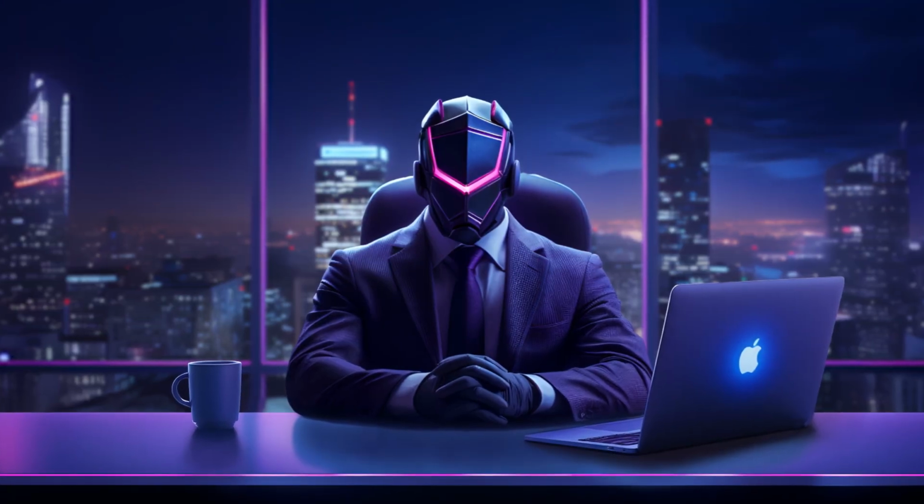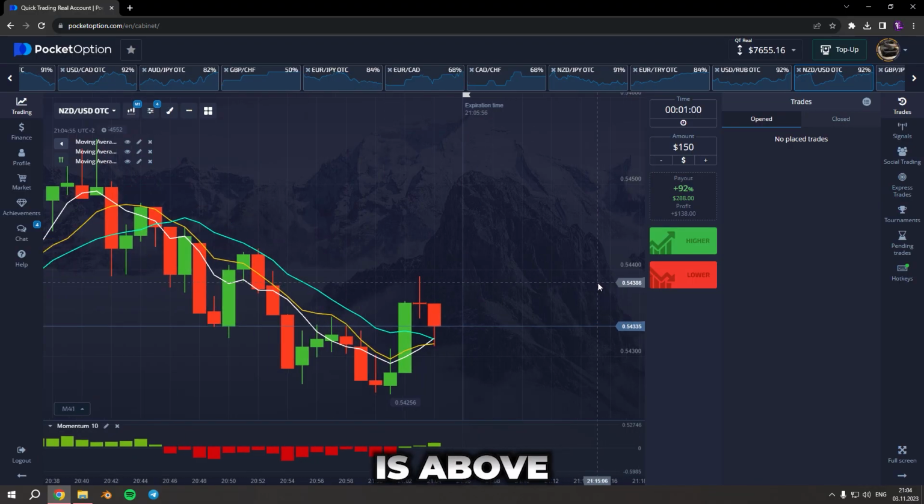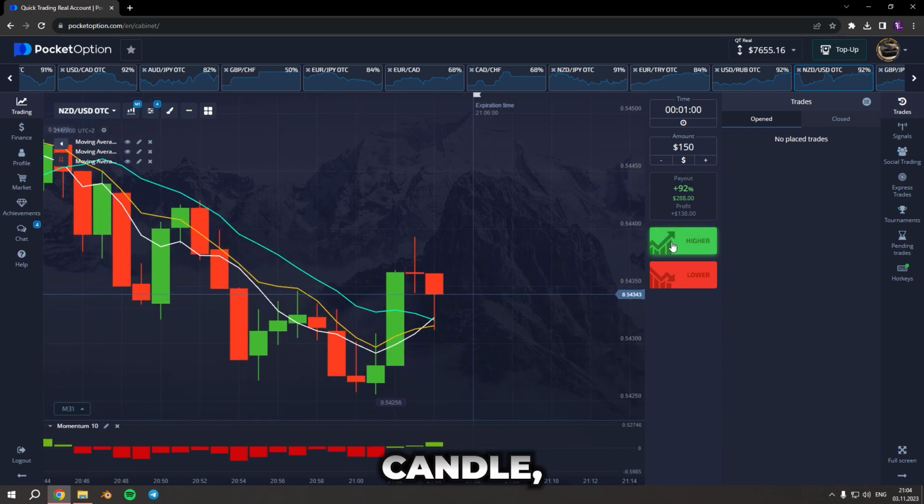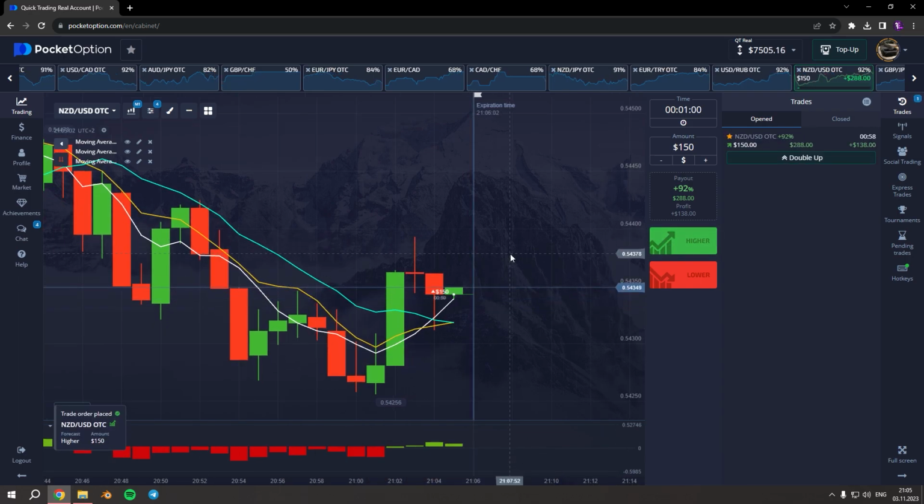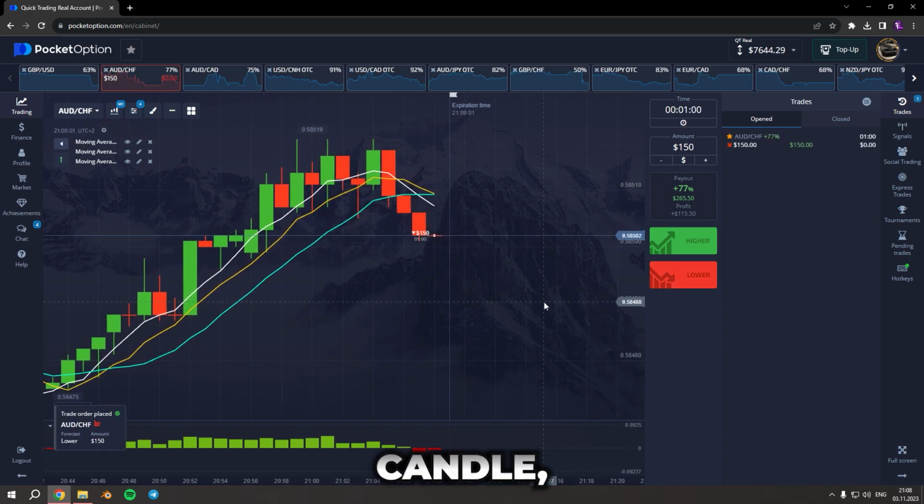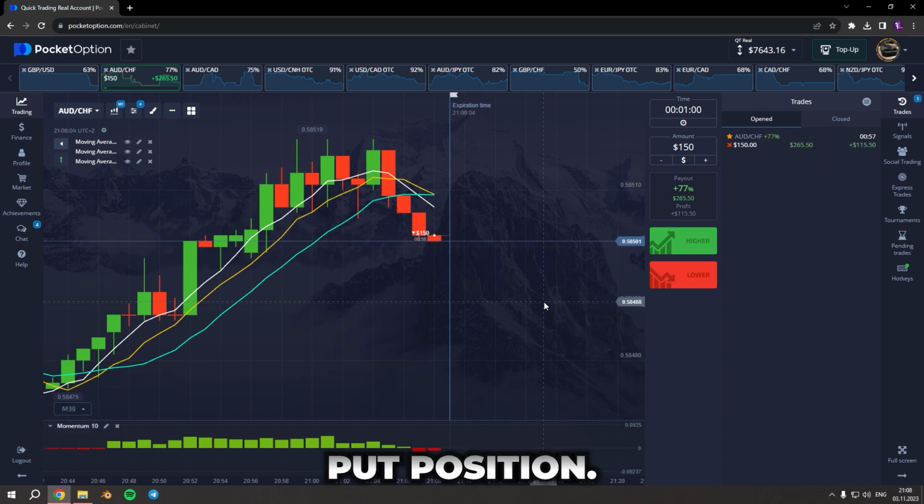How to use this strategy? When we see that the price is above our moving averages, plus if the momentum indicator shows us bullish candle, we will open call position. Similarly, when we see that the price is below our moving averages, plus if the momentum indicator shows us bearish candle, we will open put position.